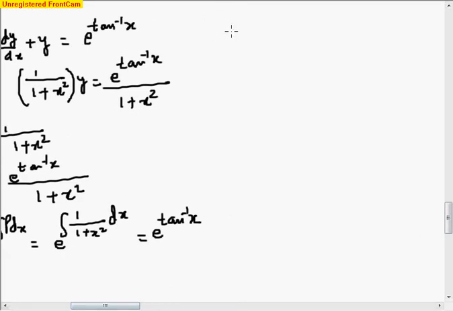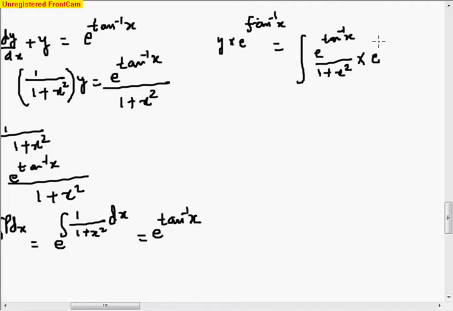Solution is given by y times the integrating factor, which is e raised to power tan inverse x, is equal to the integration of q, that is e raised to power tan inverse x upon 1 plus x square. This is my q, into the integrating factor, which is e raised to power tan inverse x, dx plus a constant of integration. Now can you integrate this? How to integrate this? Put e raised to power tan inverse of x is equal to z. Now differentiate, you will get, how to differentiate this?